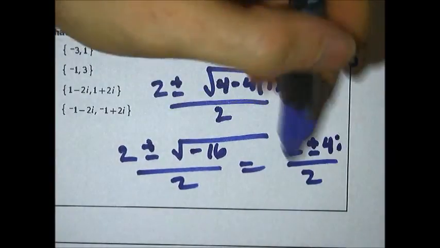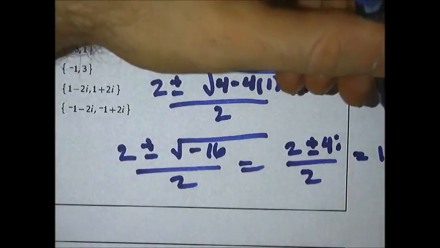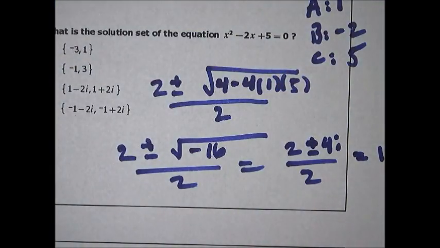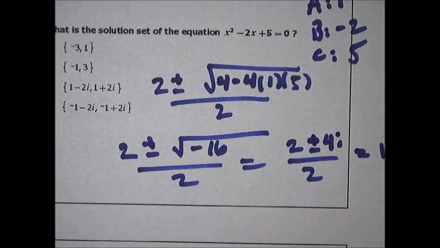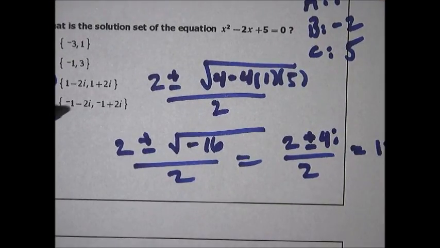Final answer, divide them all by 2, and we have 1 plus minus 2i, not 3i. 1 plus minus 2i, choice H. The only thing different with choice H is that instead of saying plus minus, they split them up and wrote them individually.